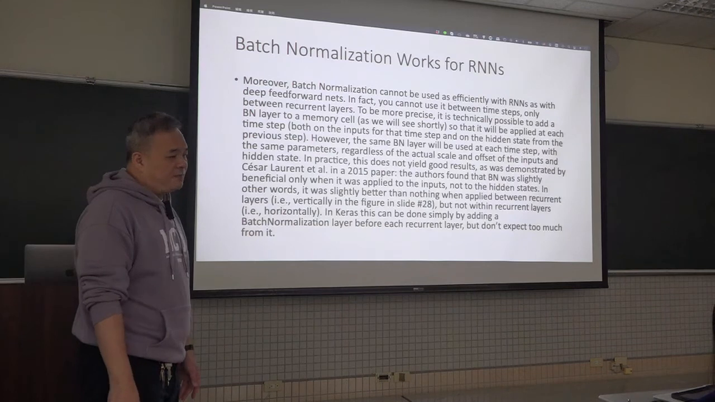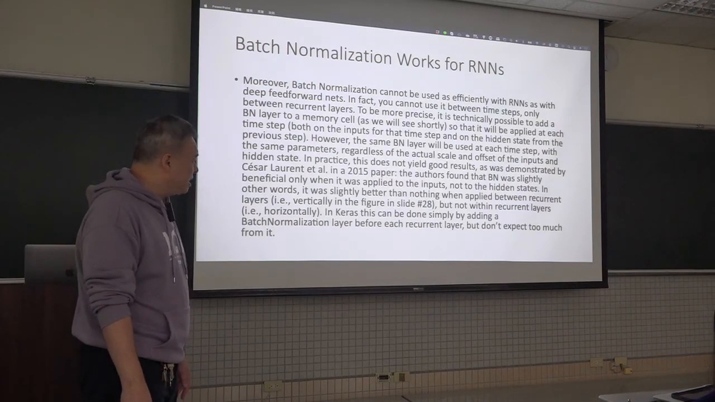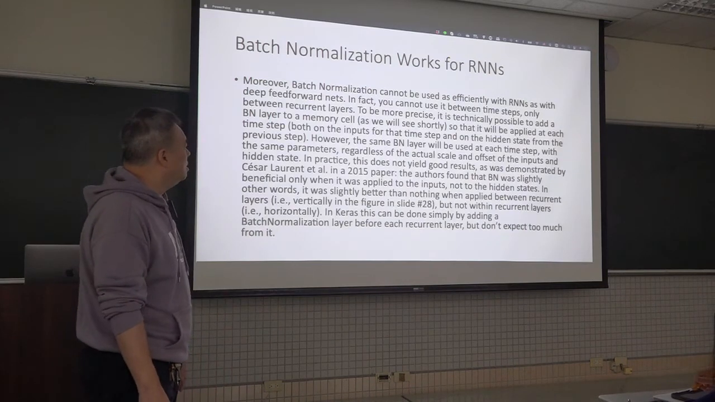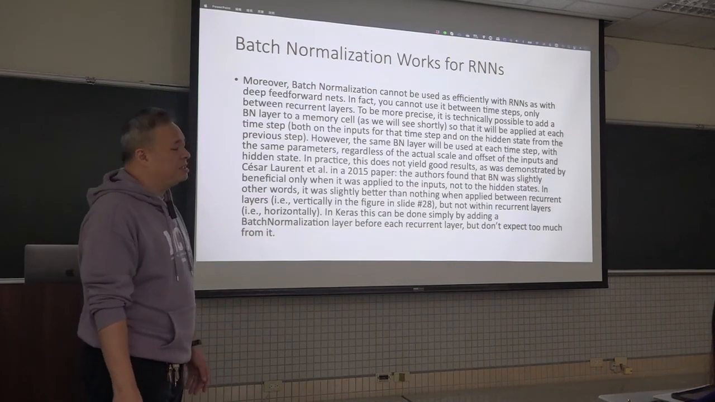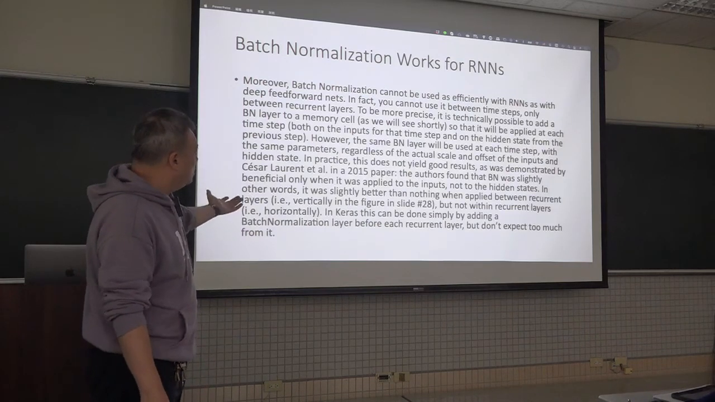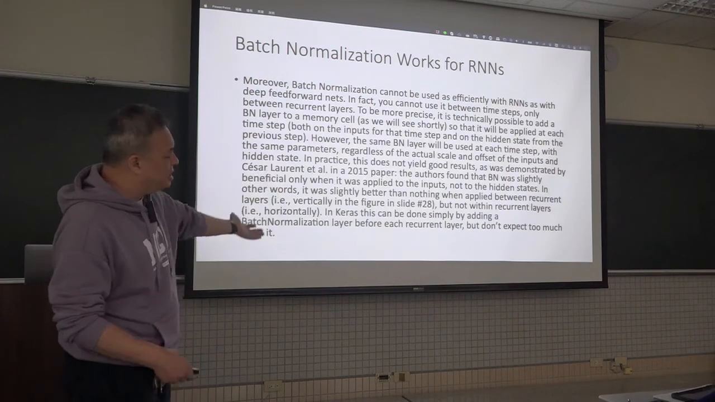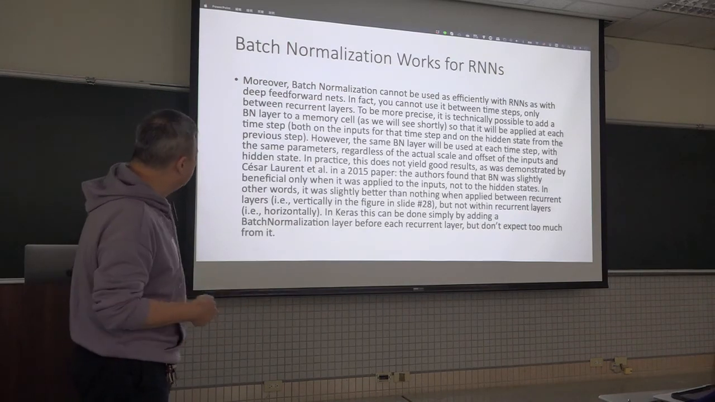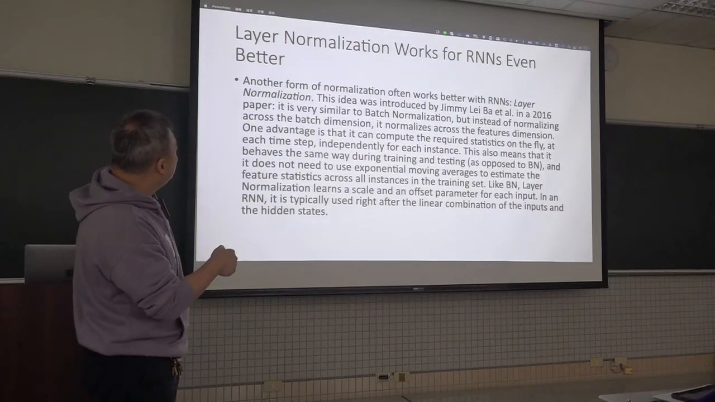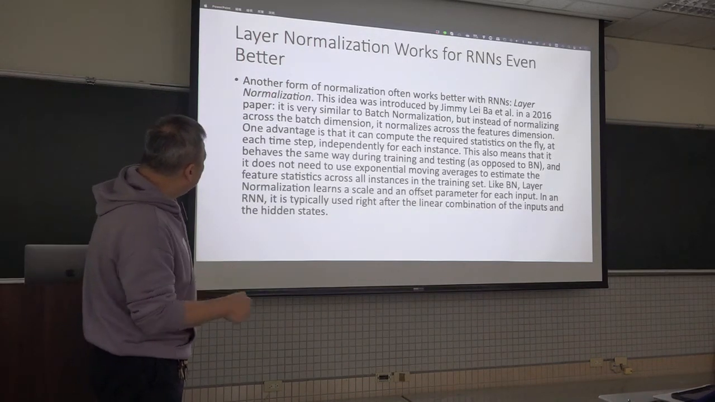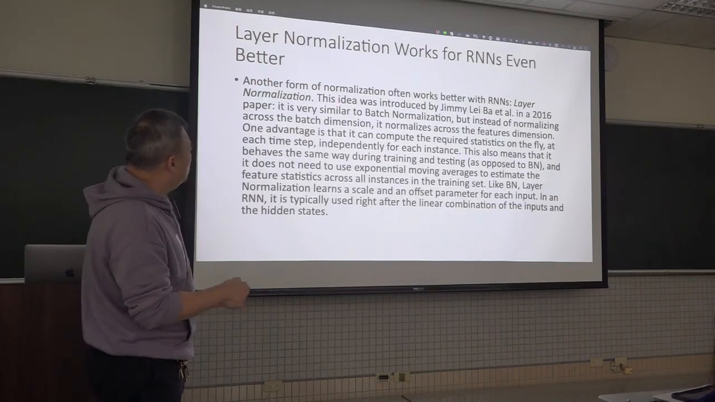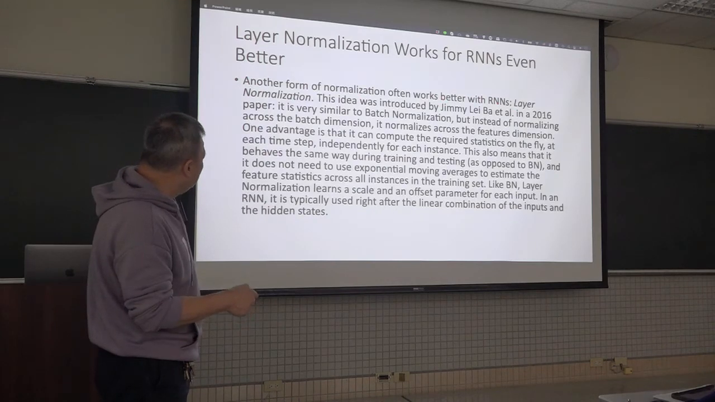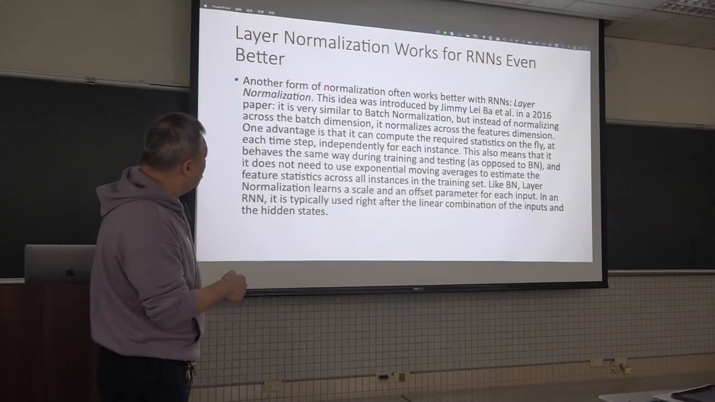It's to a point that we don't even need to draw that in the architecture, because every time you see a convolutional layer, by default there will be a batch normalization. But unfortunately, batch normalization is not that useful for RNN, as has been shown by some research. So what do we do? We have another form of normalization that normally works better with RNN, which is called layer normalization.